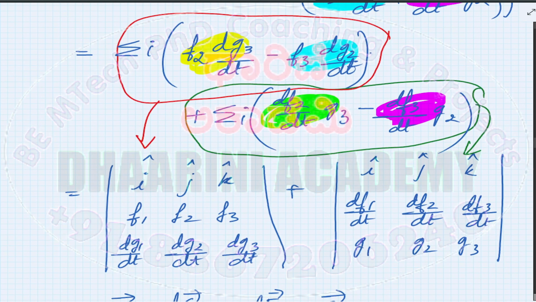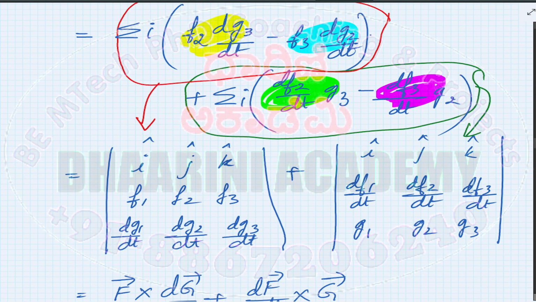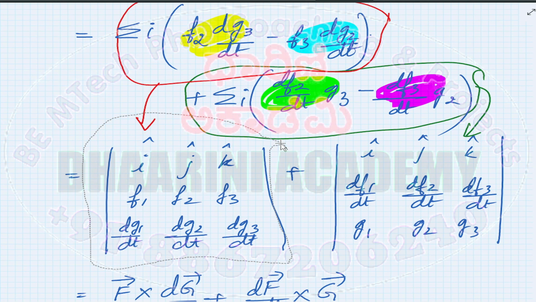Now we can write this in another mathematical representation, using the determinant once again. So this is i j k, f1, f2, f3, where the f functions are as they are. Since the differentiation has been applied to the g terms, you can write the differentiated terms over there. So you can see the first determinant is going to be like this: i j k, f1, f2, f3, dg1 by dt, dg2 by dt, and dg3 by dt.